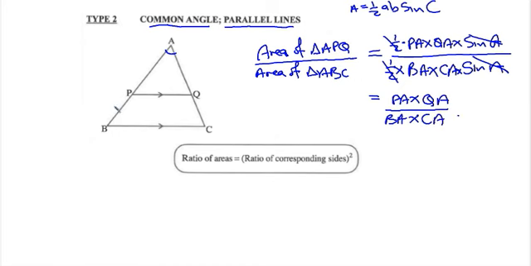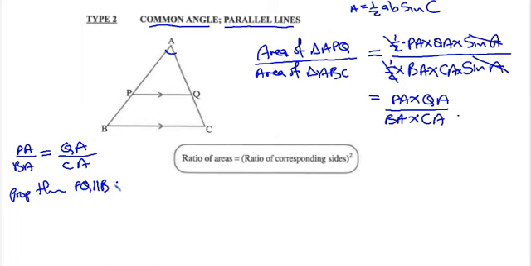But remember now, our corresponding sides, the proportionality theorem tells us that PA, I wrote it as PA there, you can write it as AP. So I'm saying PA over the whole side BA should be equal to QA over the whole side CA, and the reason there is the proportionality theorem because PQ is parallel to BC.